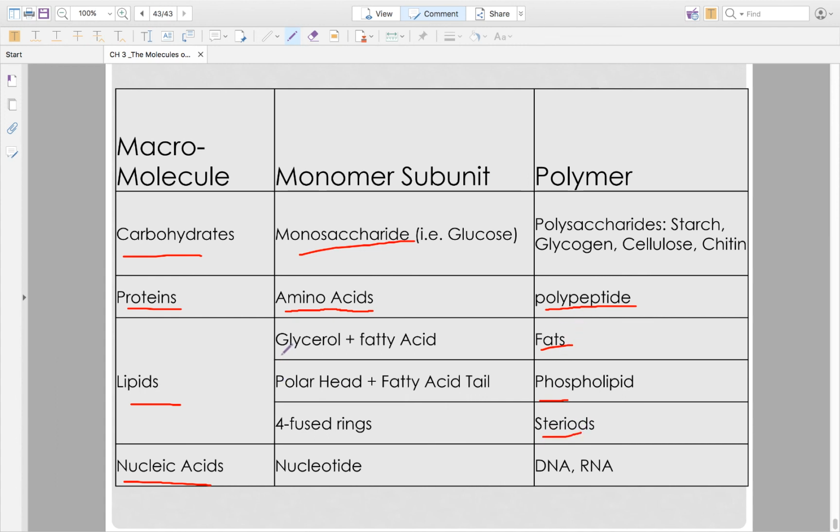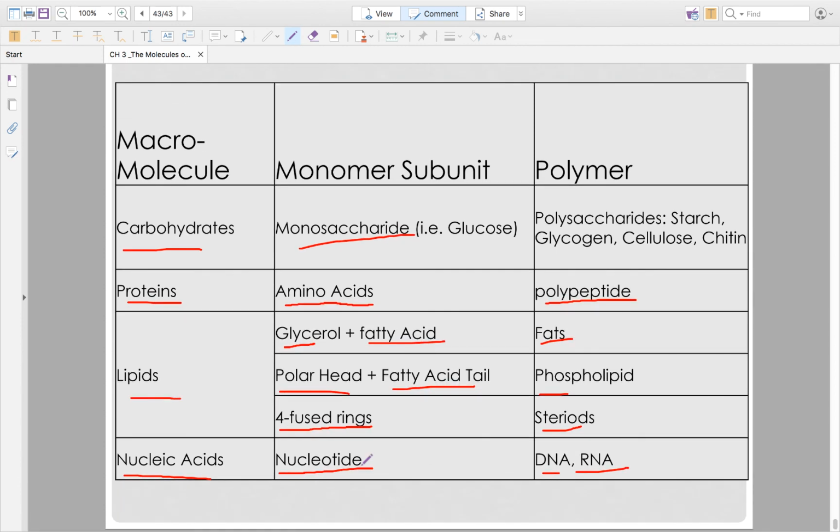If you break down a fat, the monomer subunit is glycerol plus fatty acid. Phospholipid, polar head plus fatty acid. Steroids, 4 fused rings. Okay, DNA and RNA for nucleic acids, that is the polymer. The monomer subunit is a nucleotide, and that term goes for both the DNA nucleotide and the RNA nucleotide. And of course, how do you build these polymers? Through one reaction and one reaction only, and that's dehydration synthesis reaction. Okay, that is the end of chapter 3.